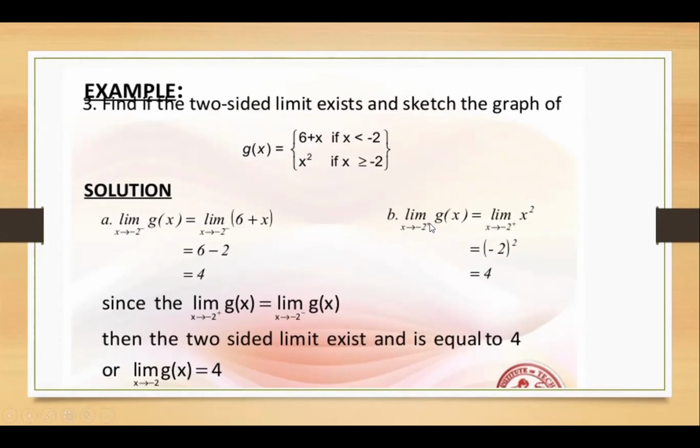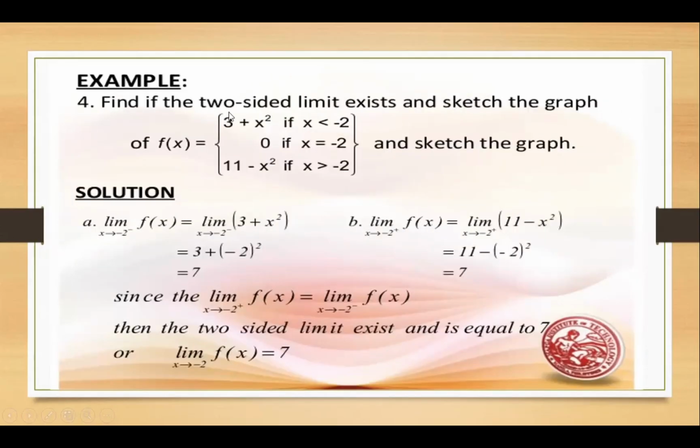And the limit of g of x as x approaches -2 from the right is x squared. So you will use x squared since from the right it is greater than -2. -2 squared is 4. So since the limit of g of x as x approaches -2 from the right is equal to the limit of g of x as x approaches -2 from the left, then the two-sided limit exists and is equal to 4. So the limit of g of x as x approaches -2 is equal to 4.